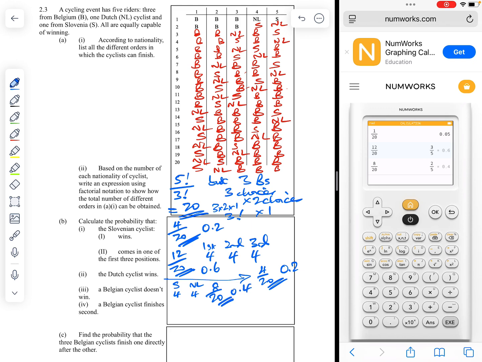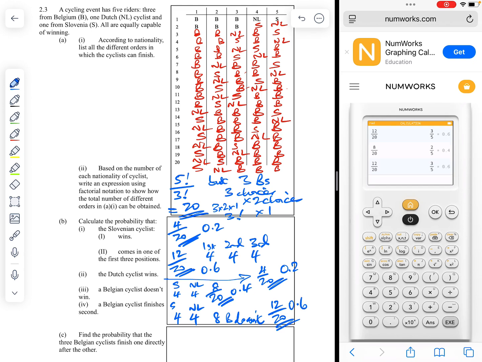What's the probability that a Belgian cyclist finishes second? One way of doing it is just counting it up, 1, 2, 3, 4, etc. Or we could say, what's the probability of a Slovenian finishing second? That's going to be 4 ways. A Dutch, 4 ways. So that's 8 where the Belgian doesn't, and therefore 12 ways when a Belgian does. 12 out of 20, 12 divided by 20, 0.6.